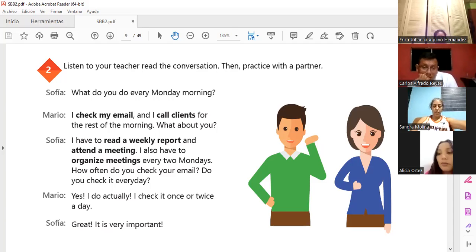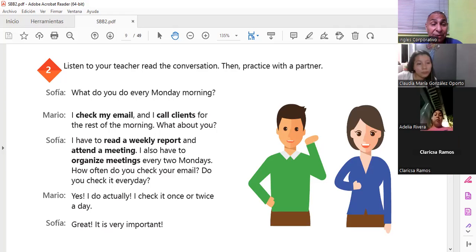Okay, ¿alguien más? ¿Alguien más? ¿Le dice organize? Organize. Organize. I also have to organize meetings. Very good. ¿Alguien más? ¿A la 1? ¿A la 2? ¿A la 3? Ok, entonces vamos a tener Claudia, va a ser Sofía, y Adela Rivera va a ser Mario. Ok, go ahead, please.